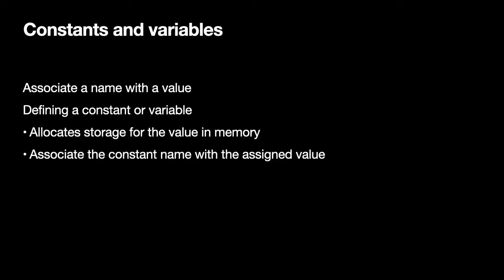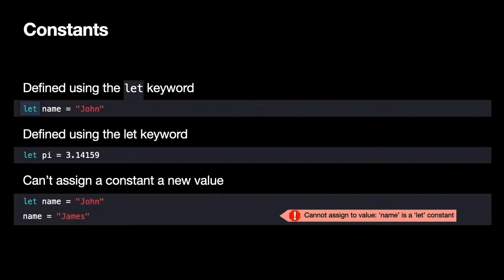When we create a constant or a variable, we allocate storage for the value in memory, and we associate the name with the assigned value. Constants are defined using the let keyword. Because it's a constant, you cannot change a constant's value once it is created. So in this case, we created a constant called name. We assigned it the value John, and then we tried to change name to James, and the compiler pointed out our error.